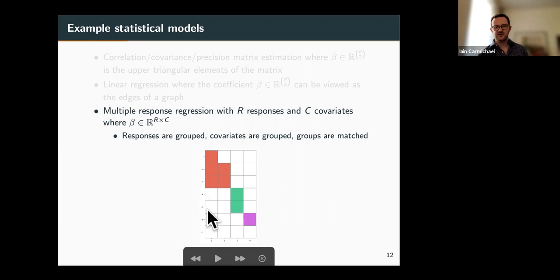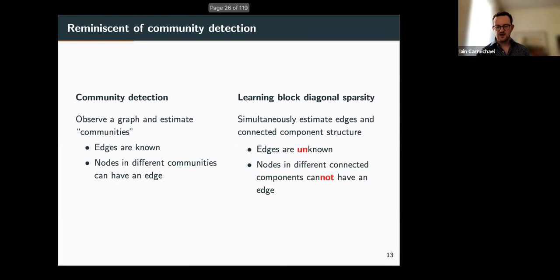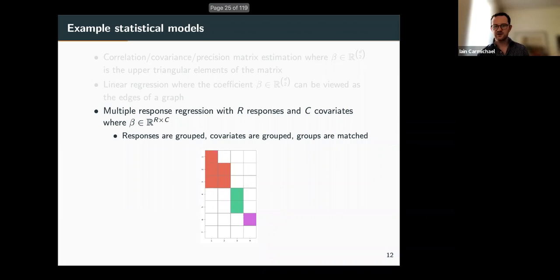And let's say here beta is our regression coefficient matrix. And maybe we think only some of the covariates are associated with some of the responses. So that would be an example of block diagonal sparsity with a rectangular matrix. So hopefully we can all agree that this is an interesting statistical problem to look at, at least in some cases.